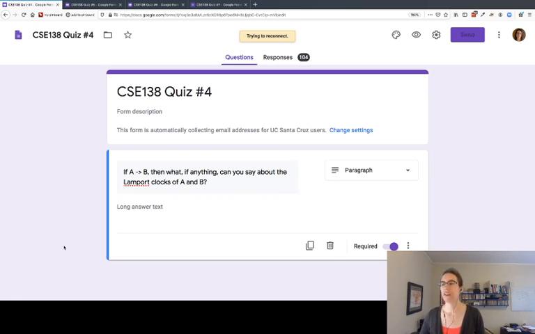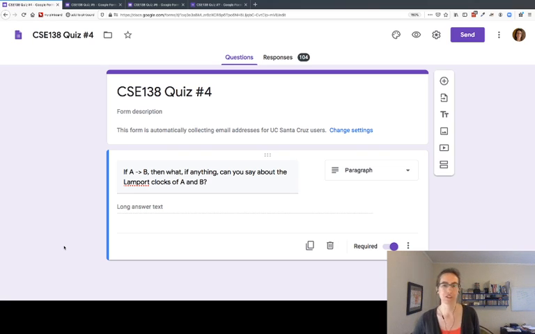We don't have the other direction with Lamport clocks. We only have this direction of that implication. So in particular, if the Lamport clock of A is less than the Lamport clock of B, you don't know that A happened before B. It could be the case that A and B are concurrent, or it could be that B happened before A.